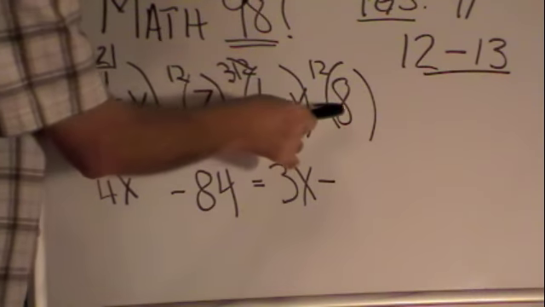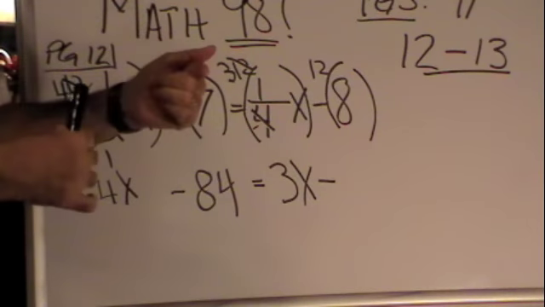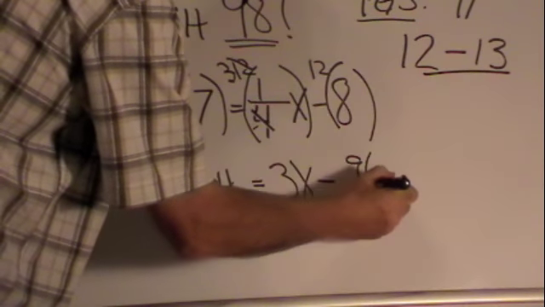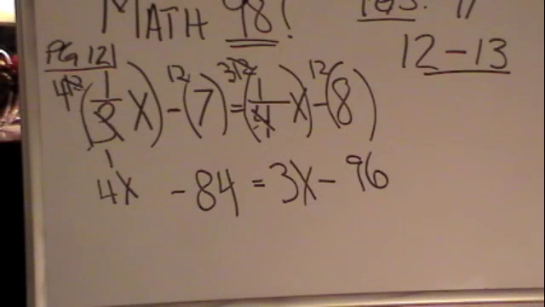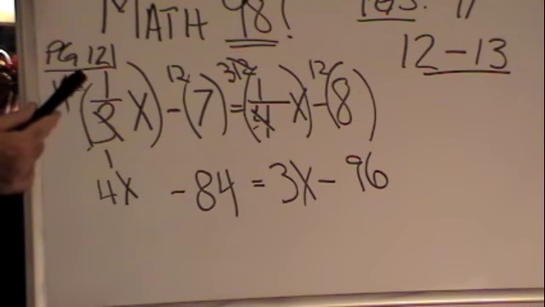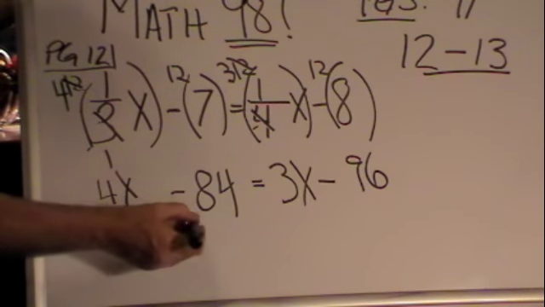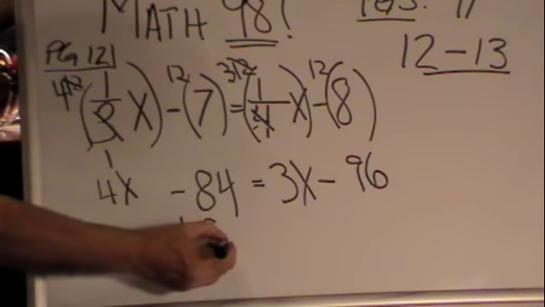8 times 10 is 80. 8 times 2 is 16. 80 plus 16 is 96. You are a genius. My printing is terrible on the side. You come do better, okay? All right, all right. Then you start working it out. Well, we move this one over here, right?